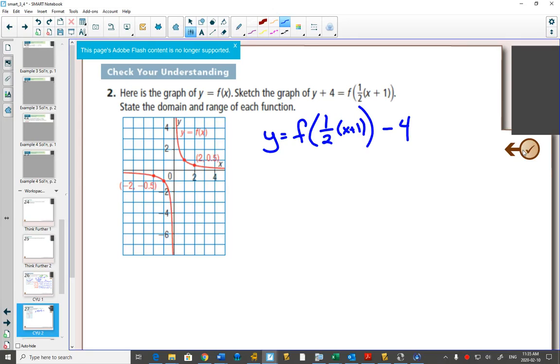So when we go to label things here, the 1/2 is going to be vertical or horizontal? Horizontal. Stretch or compression? Stretch. You're going to multiply your x values by 2. The +1, that's going to be a horizontal translation. You're going to go 1 to the left. And the -4 is going to be a vertical translation. You're going to go 4 down.